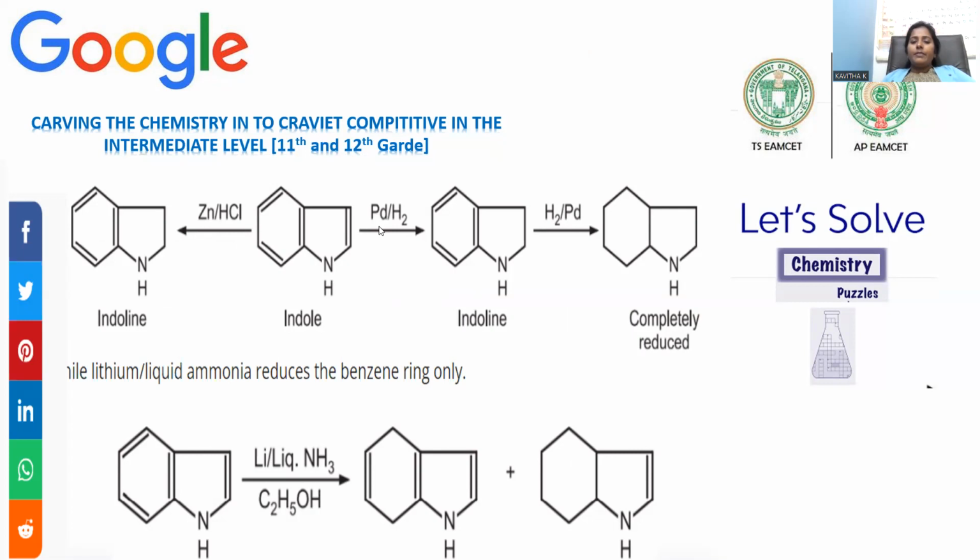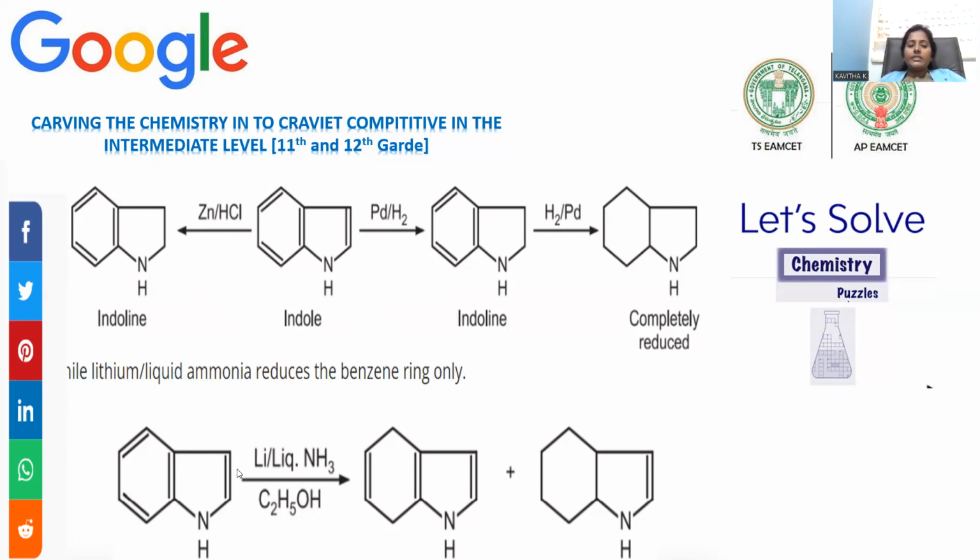If you go with palladium and hydrogen, reduction is selective for the 5-membered ring. So if you see indole, this is the indole we are taking. Palladium hydrogen reduction is specific for 5-membered ring reduction and the benzene ring is retained. Further, if you make excessive addition of palladium hydrogen, both rings get completely reduced. If the same indole is treated with zinc in the presence of HCl, only the heterocyclic ring will be reduced and the benzene ring will be retained. This is another possibility.